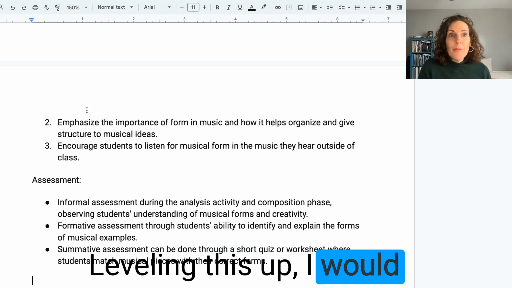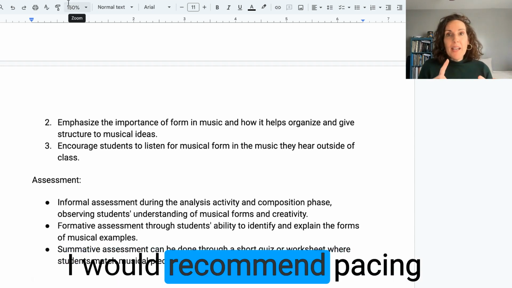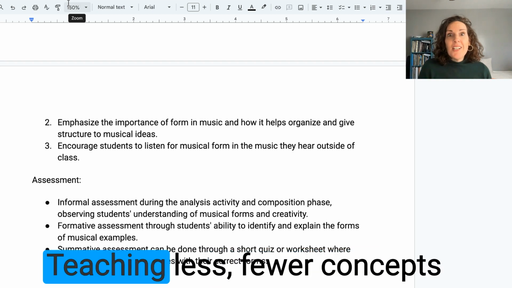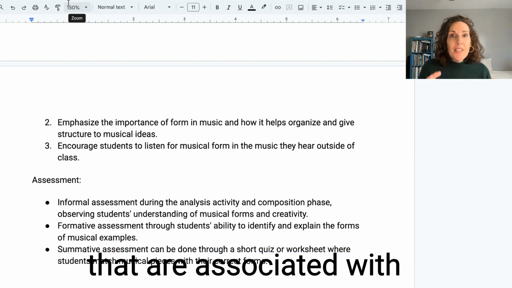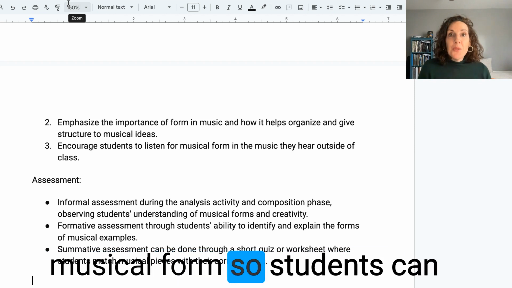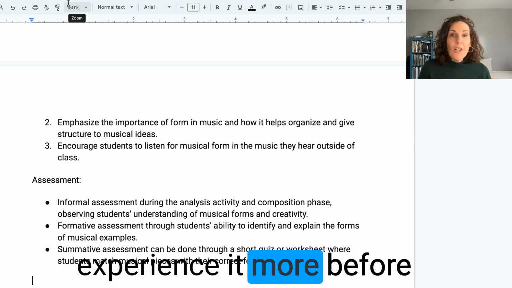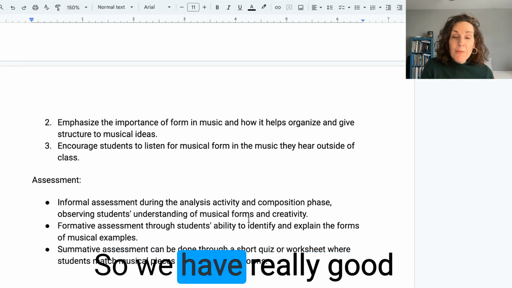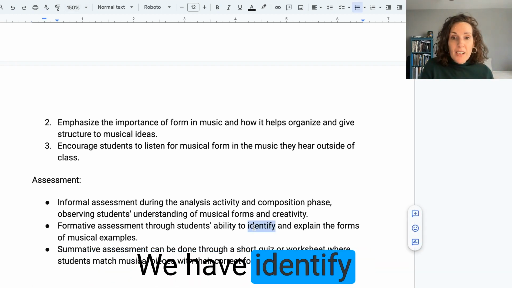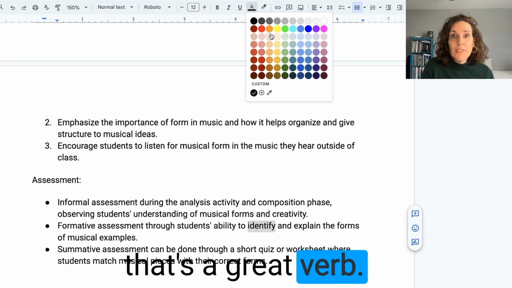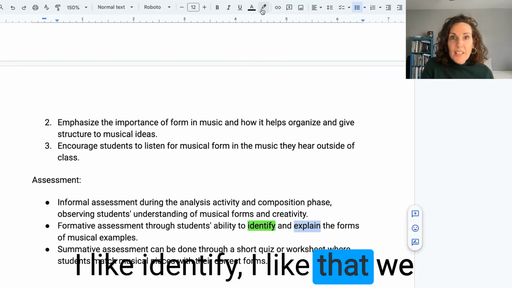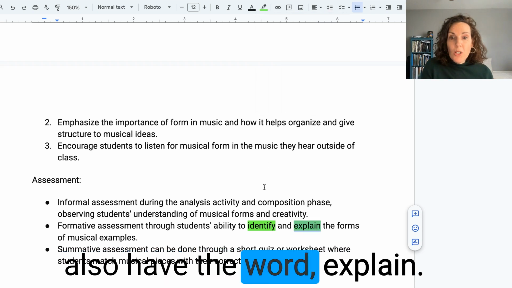Leveling this up, I would recommend these things. I would recommend pacing a little bit differently. I would recommend teaching fewer concepts that are associated with musical form so students can experience it more before just jumping to composing. So we have really good verbs here, though. We have identify. That's a great verb. I like identify. I like that we also have the word explain.